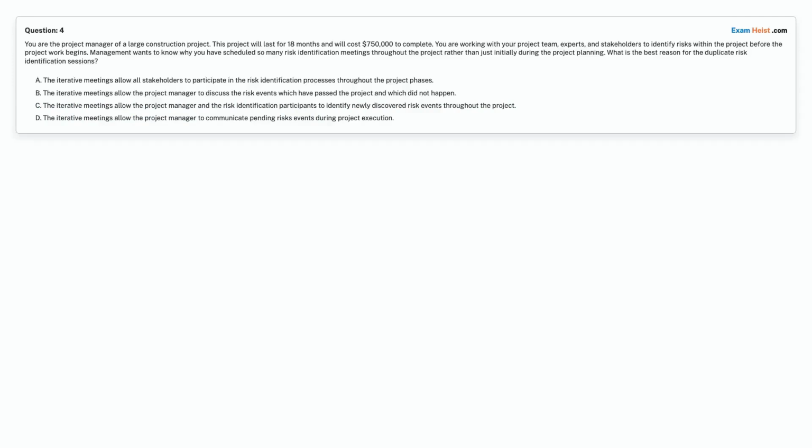Option A. The iterative meetings allow all stakeholders to participate in the risk identification processes throughout the project phases. Option B. The iterative meetings allow the project manager to discuss the risk events which have passed the project and which did not happen. Option C. The iterative meetings allow the project manager and the risk identification participants to identify newly discovered risk events throughout a project. Option D. The iterative meetings allow the project manager to communicate pending risks events during project execution. Choose the correct answer.